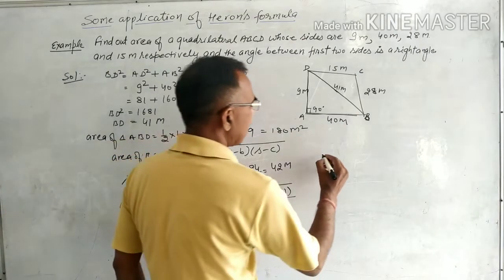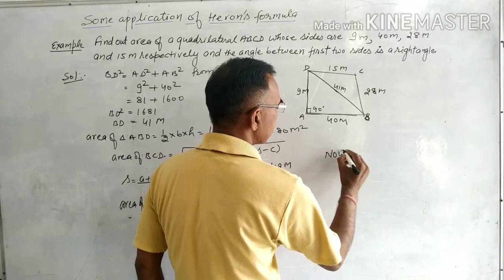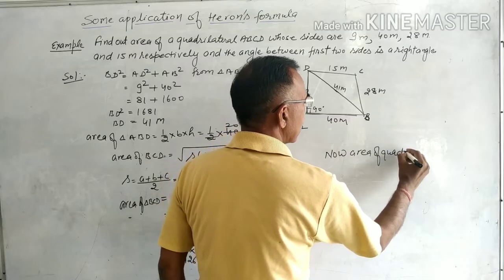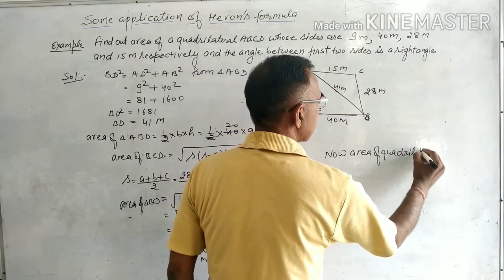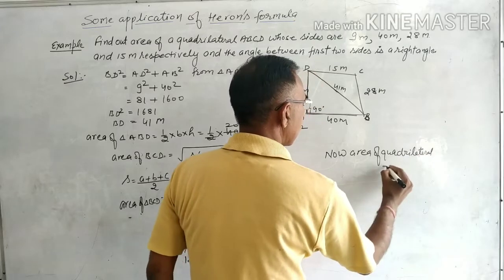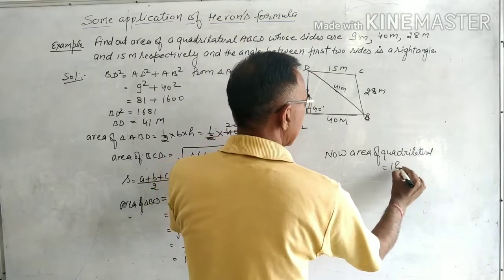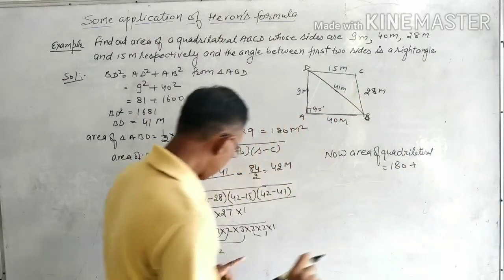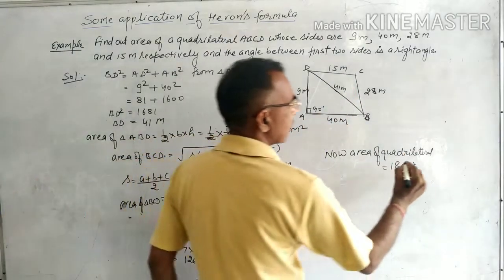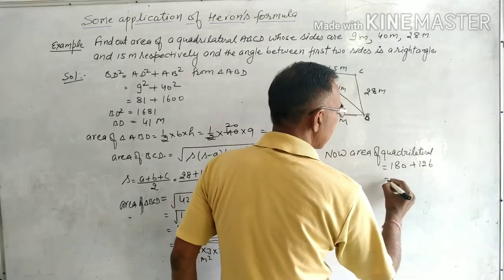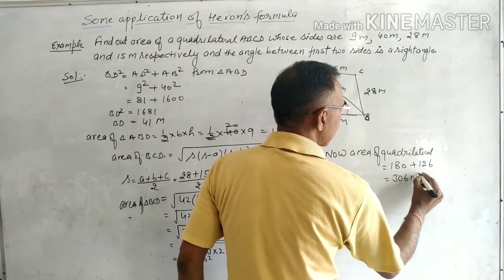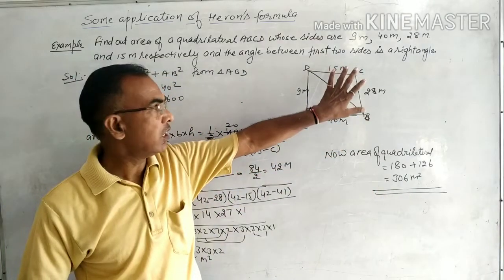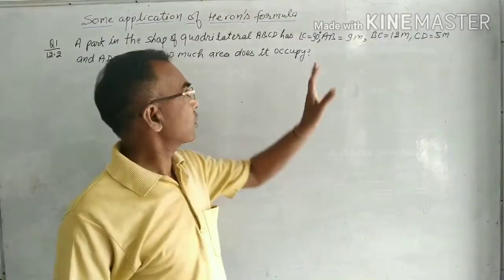Now area of the quadrilateral equals area of ABD, 180, plus 126, sum 306 meter square. This is the area of quadrilateral ABCD. Okay. Now the exercise question.